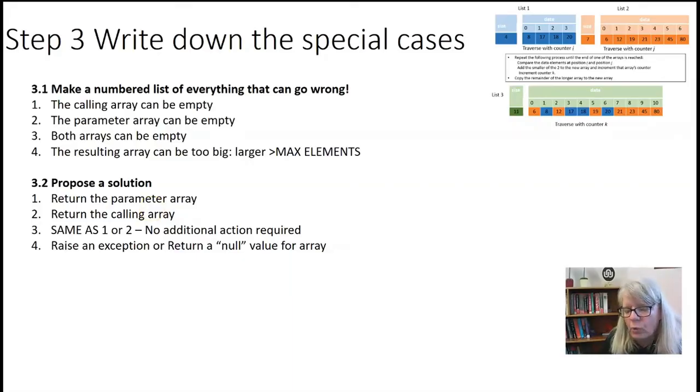And number 4, we can raise an exception and say, no, you are out of bounds here. Or we can return a null value for the array. But if we return a null value, it must be checked every time in the test program. So we are not going to do that. We are going to go for raising an exception.